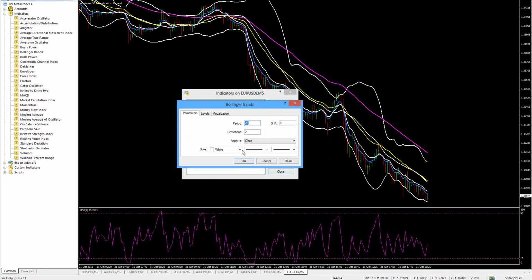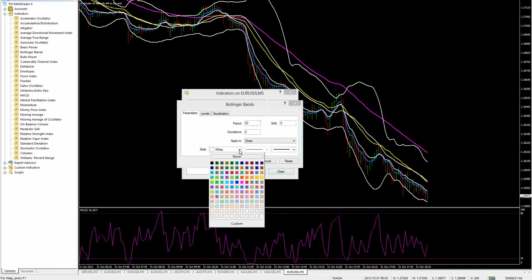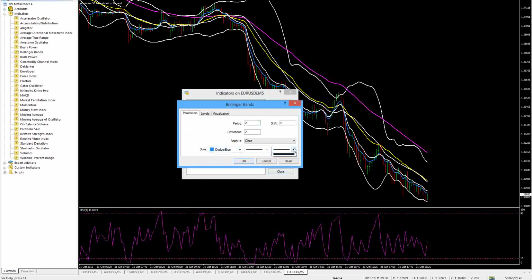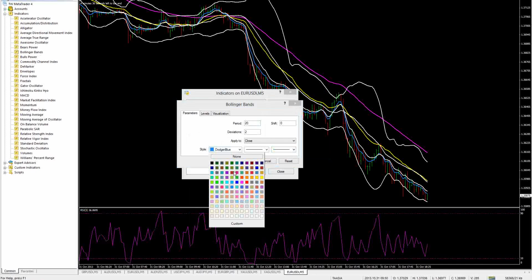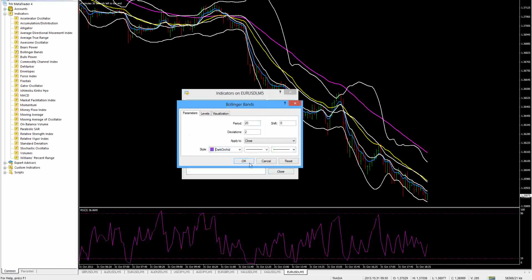And again, if any of these indicators you don't know what I'm doing yet, make sure and go back and watch the videos in the indicator section that I did and take a look at them there. Let's make it Dodger blue. If you've watched some of my videos, you know this is one of my favorite colors. And we already have a Dodger blue on there. Let's go with dark orchid then.